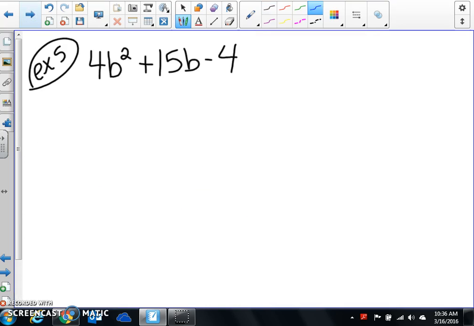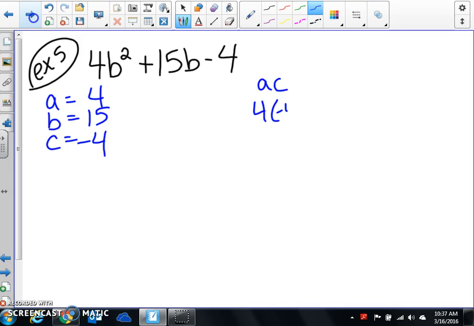All right, so 4 is my smallest coefficient. 4 does not go into 15. 4 is 2 times 2. 2 does also not go into 15, so I do my ABCs. 4, 15, negative 4. I go over and find my AC, which is 4 times negative 4, which is negative 16. I do my factors, 1, 16, 2, 8, 4, 4. Remember, my AC is negative, so I'm going to have to put negative on one of them.